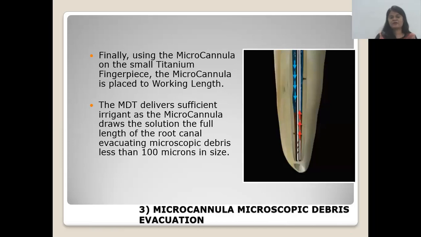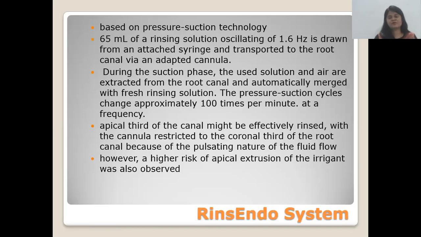Then third one is microcannula microscopic debris evacuation. Finally, the microcannula on the small titanium handpiece. The microcannula is placed along the working length of the root canal. The micro delivery tip delivers sufficient irrigant as the microcannula draws the solution the full length of the root canal, evacuating microscopic debris less than 100 micrometer size. This was about the EndoVac system.